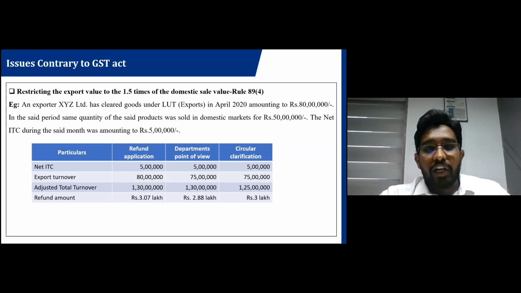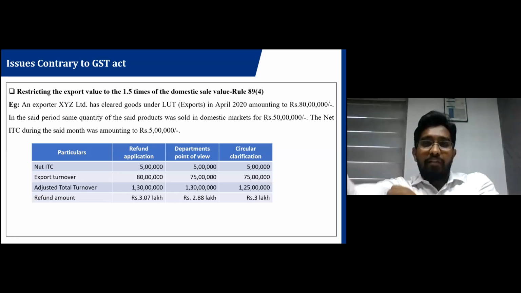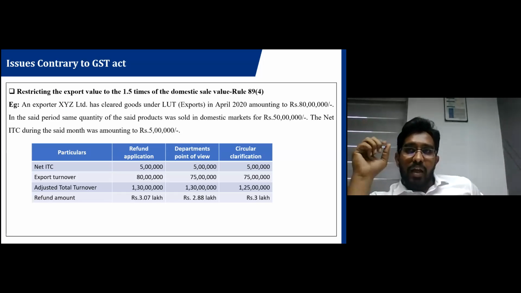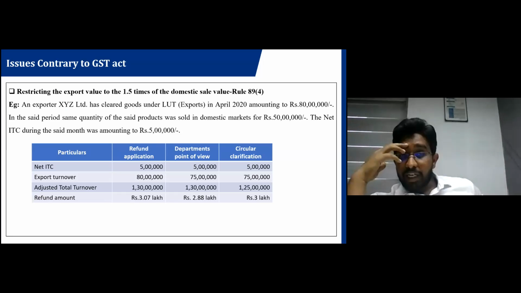Restricting the export value to 1.5 times of the domestic sale value. In Rule 89 sub-rule 4, the zero rated turnover definition is revised to include that your export turnover means actual export turnover or 1.5 times of the domestic turnover of a similar sale. We are restricting to 1.5 times of the domestic turnover only. Like that, the export turnover definition is revised under Rule 89(4).